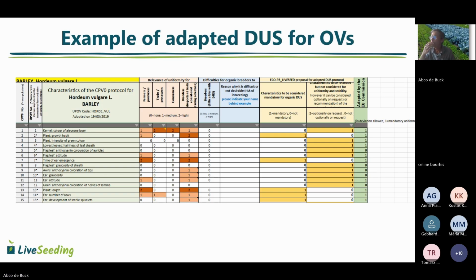And we see that the characteristics that are important for the market, for the consumers, for the traders or for the processors should be uniform. A characteristic like number 5, the first one, flag leaf, anthocyanin coloration of the auricles, is of non-importance. It is also not very difficult to achieve, but for that one deviation is allowed. And there are more morphological characteristics like that. So barley is already in the derogation.